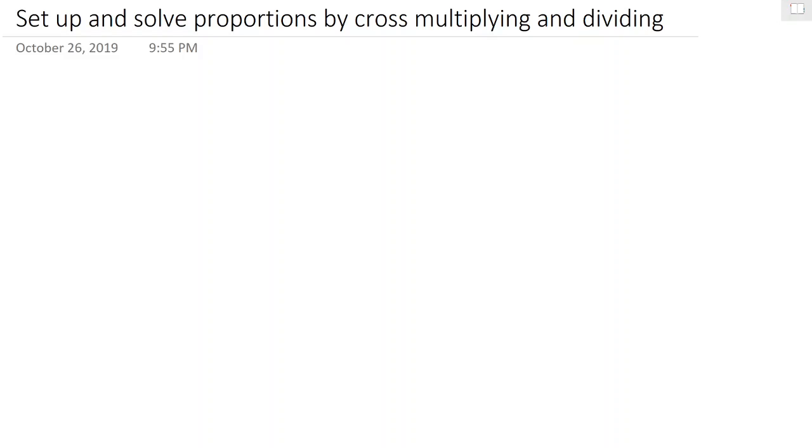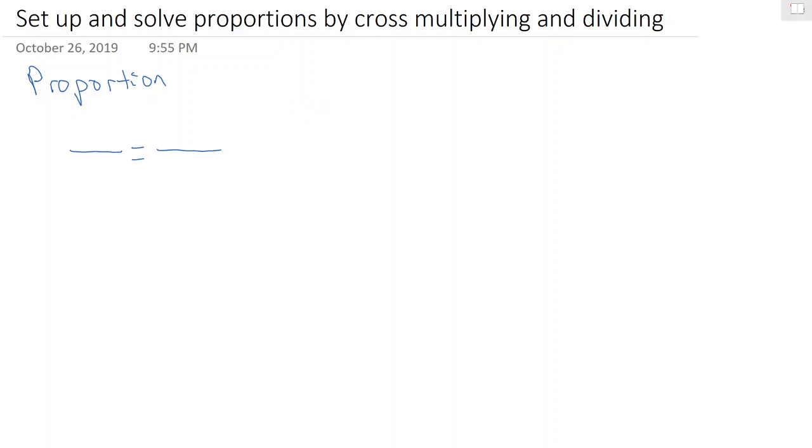In this video, I'm going to show you how to set up and solve proportions by cross multiplying and dividing. So before we jump into this, we should probably know what a proportion is. A proportion is an equation in a particular form. It's going to be fraction equals fraction.